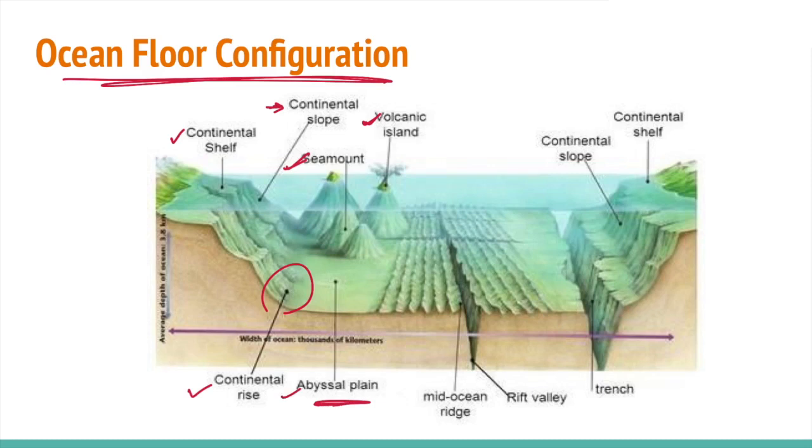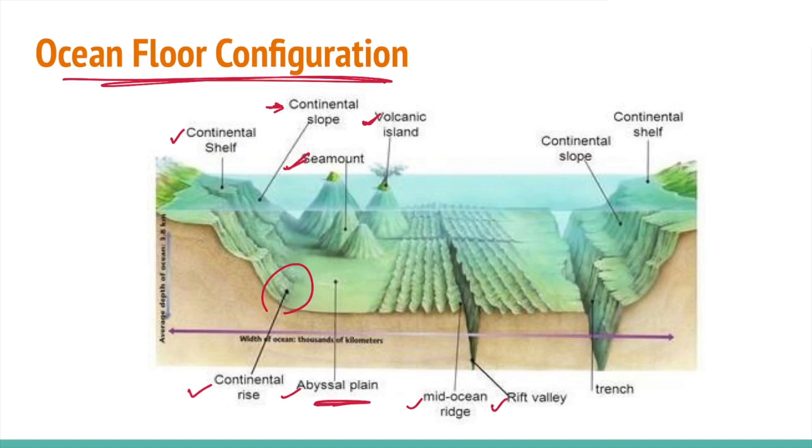Abyssal plain. It is an underwater plain on the deep ocean floor, and it is usually found at a depth between 3000 meters and 6000 meters. Mid-ocean ridge. A mid-ocean ridge is a seafloor mountain system. It is formed by the plate tectonics.